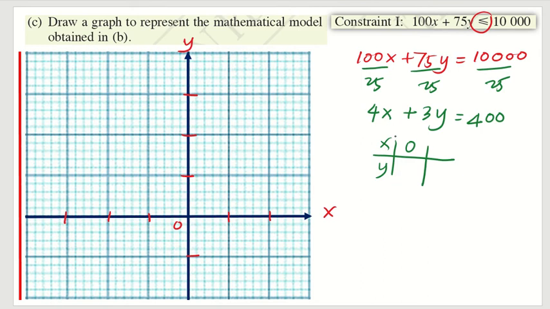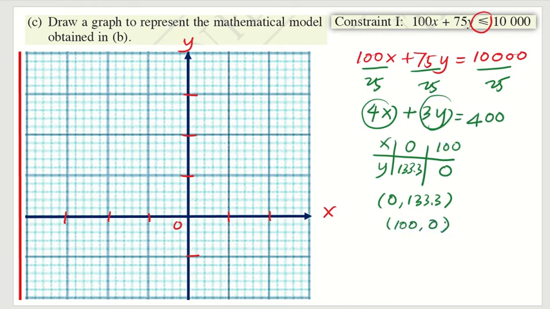400 divided by 3. This one you close x. Then y equal to 133.3 something. So your first coordinate is 0, 133.3. Then the second coordinate, when y equal to 0, x equal to what? Y equal to 0, you close y. x equal to 400 divided by 4, 100. So another coordinate is 100, 0.